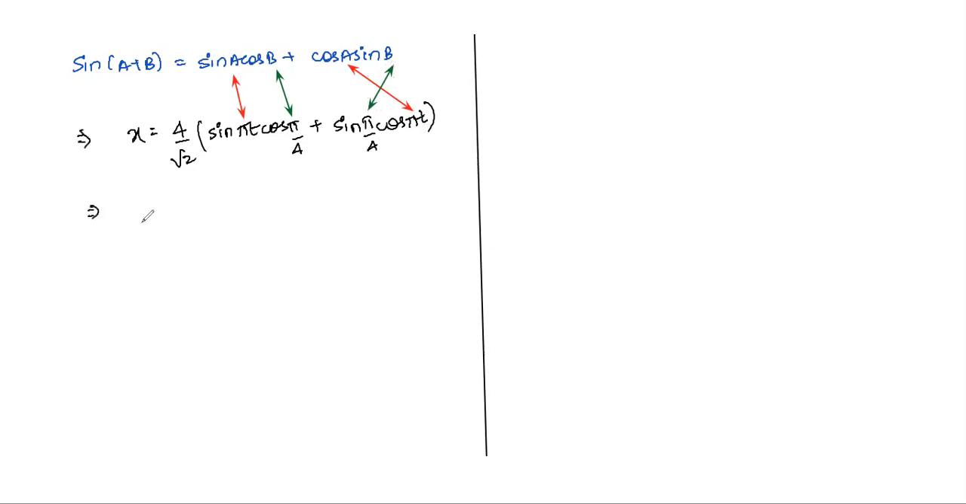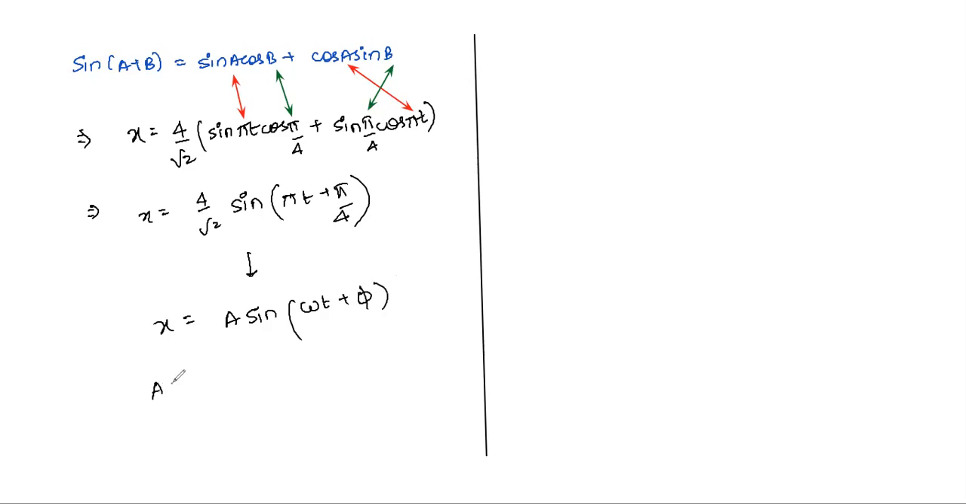So x is equal to 4 by root 2 sine pi t plus pi by 4. Excellent. Super. So now try to tell me, is this now equal to the equation of an SHM that we had read? Yes, sir. So we have sine omega t plus phi. Now tell me what is A? Amplitude. 4 by root 2. Yes. So this was the answer for this question. Are we clear? Yes, sir.